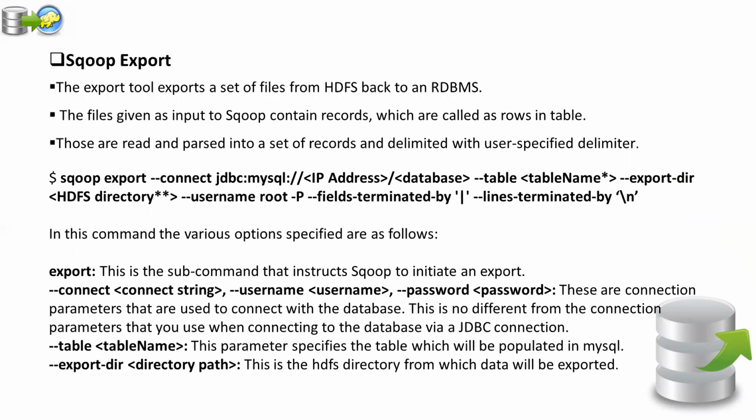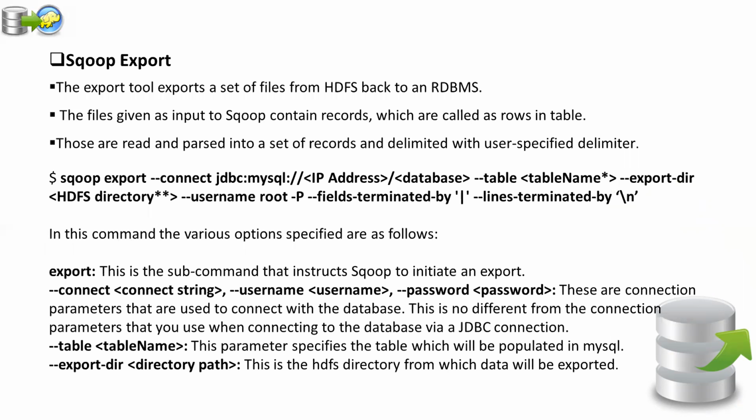Similarly, if I talk about the Sqoop export, the export tool exports a set of files from HDFS back to RDBMS. The files given as input to Sqoop contain records, which are called rows in a table. Those are read and parsed into a set of records and delimited with a user-specified delimiter.